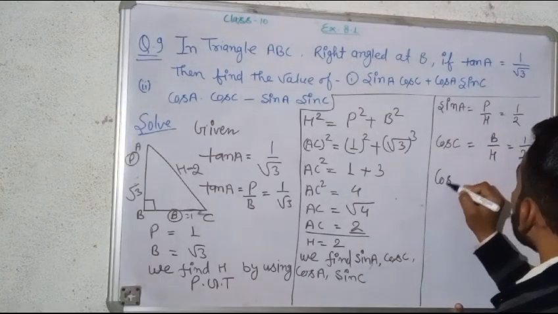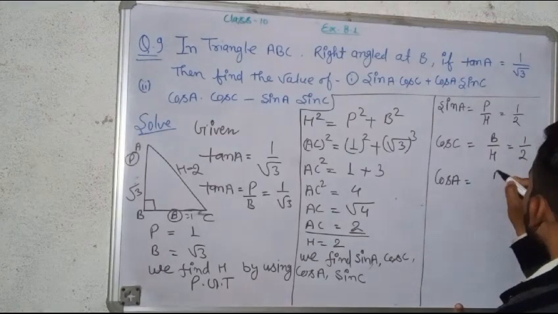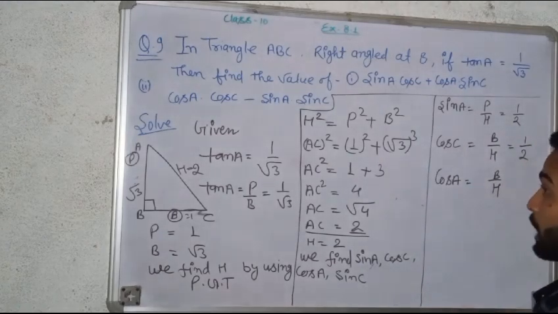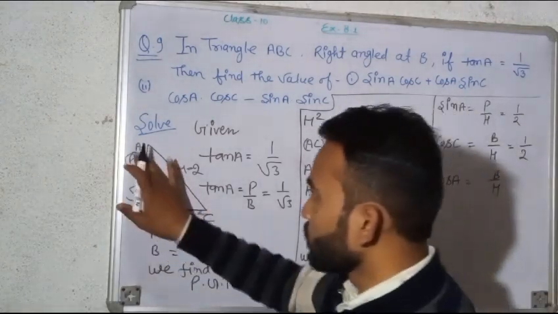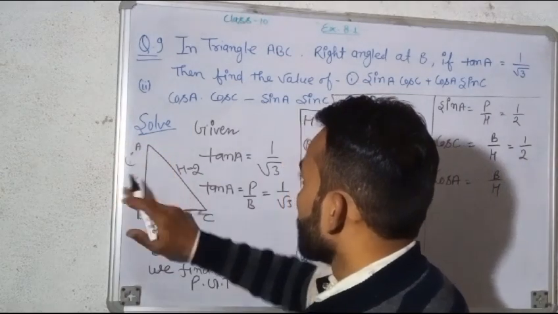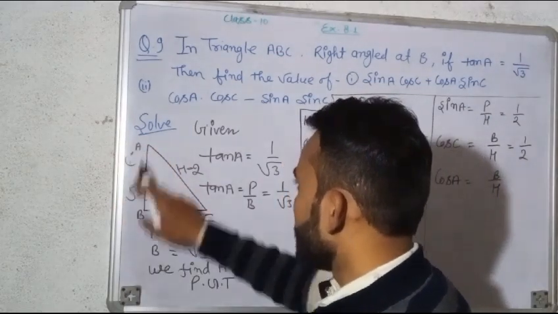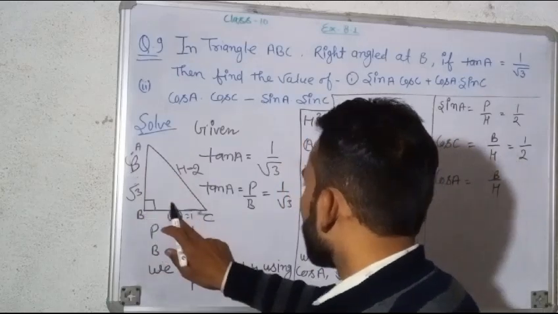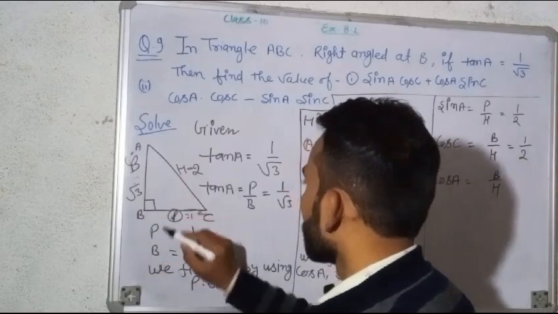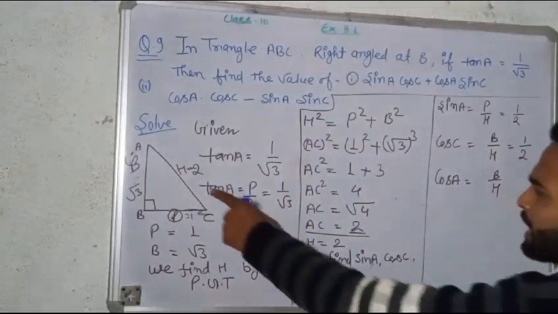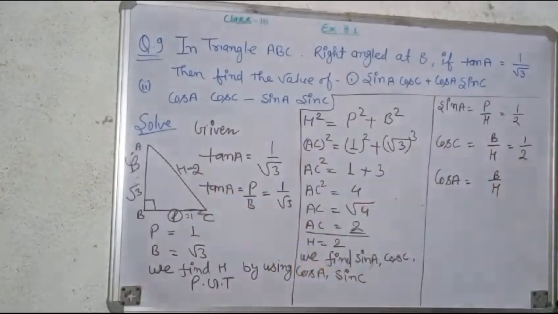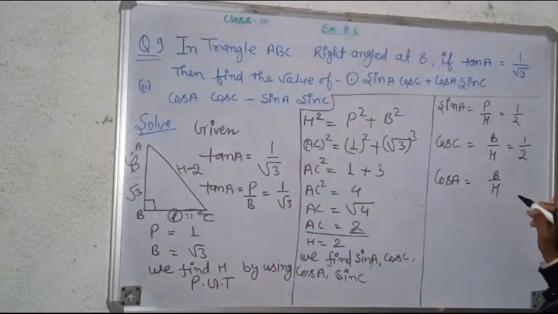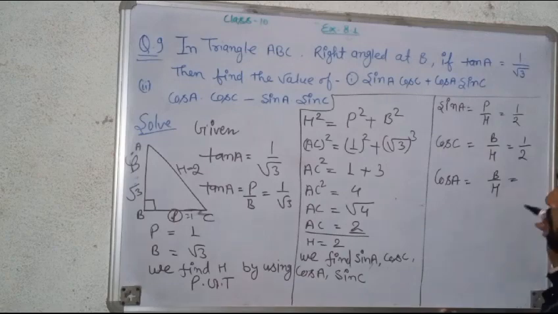Cos A, B by H. According to angle A, it becomes base and it becomes perpendicular. Clear? And this is the hypotenuse, exact position, so cos A is equal to B upon H, that means root 3 upon 1.